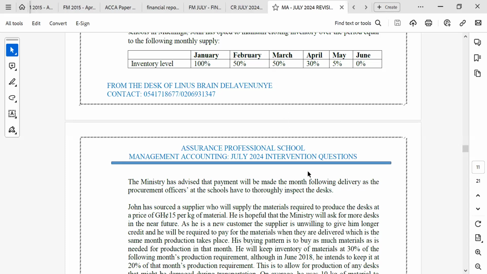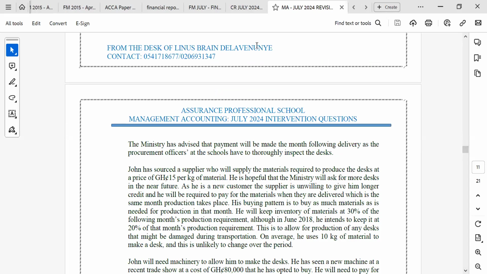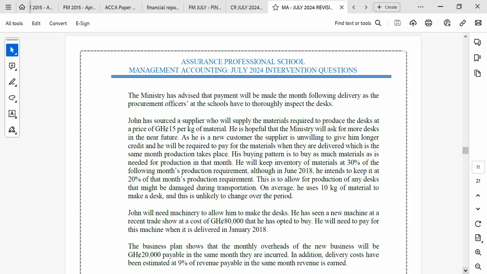As he is a new customer, the supplier is unwilling to give him longer credit, and he will be required to pay for the materials when they are delivered, which is the same month production takes place. His buying pattern is to buy as much materials as is needed for production in that month. He will keep inventory of materials at 30% of the following month's production requirement. Although in June 2018, he intends to keep it at 20% of that month's production requirement. This is to allow for production of any desk that might be damaged during transportation.